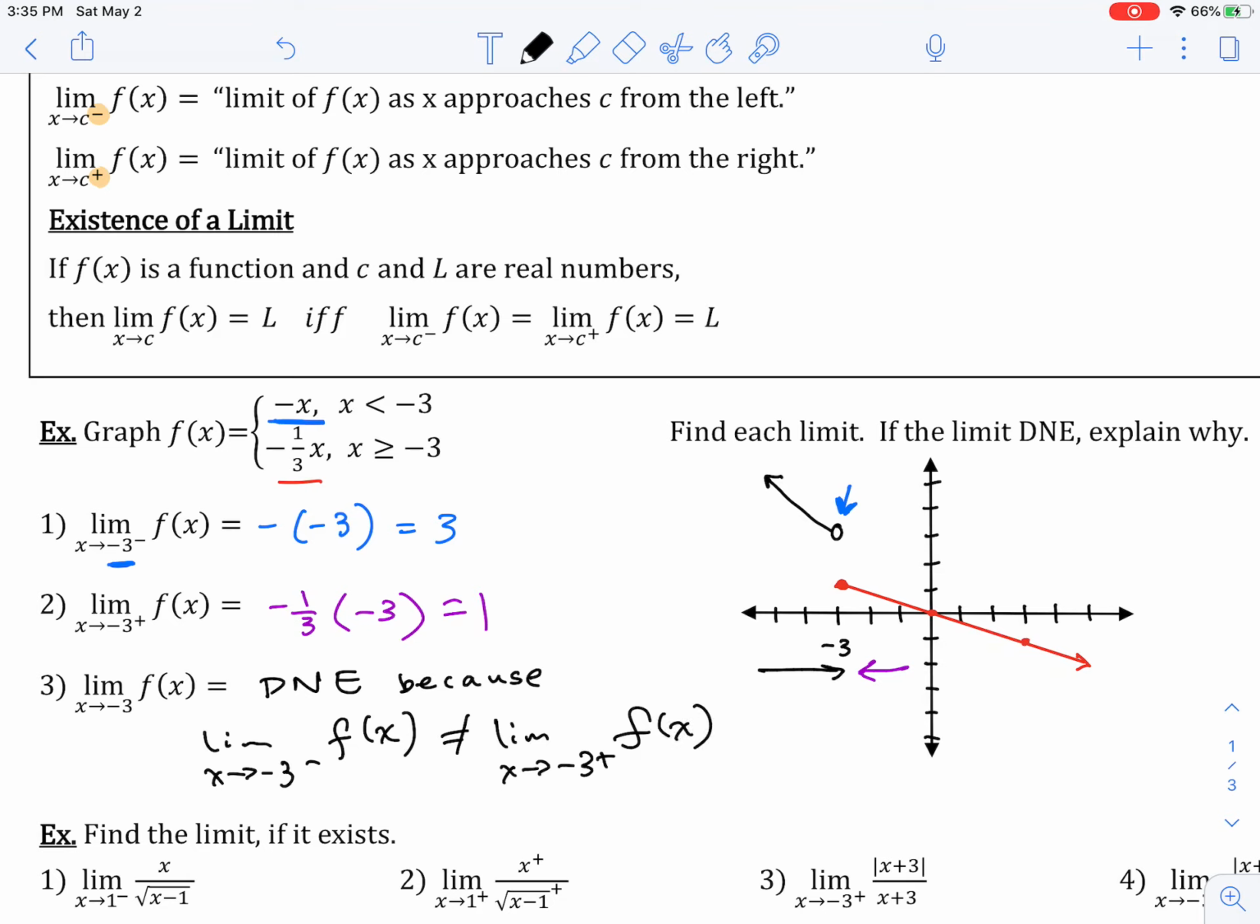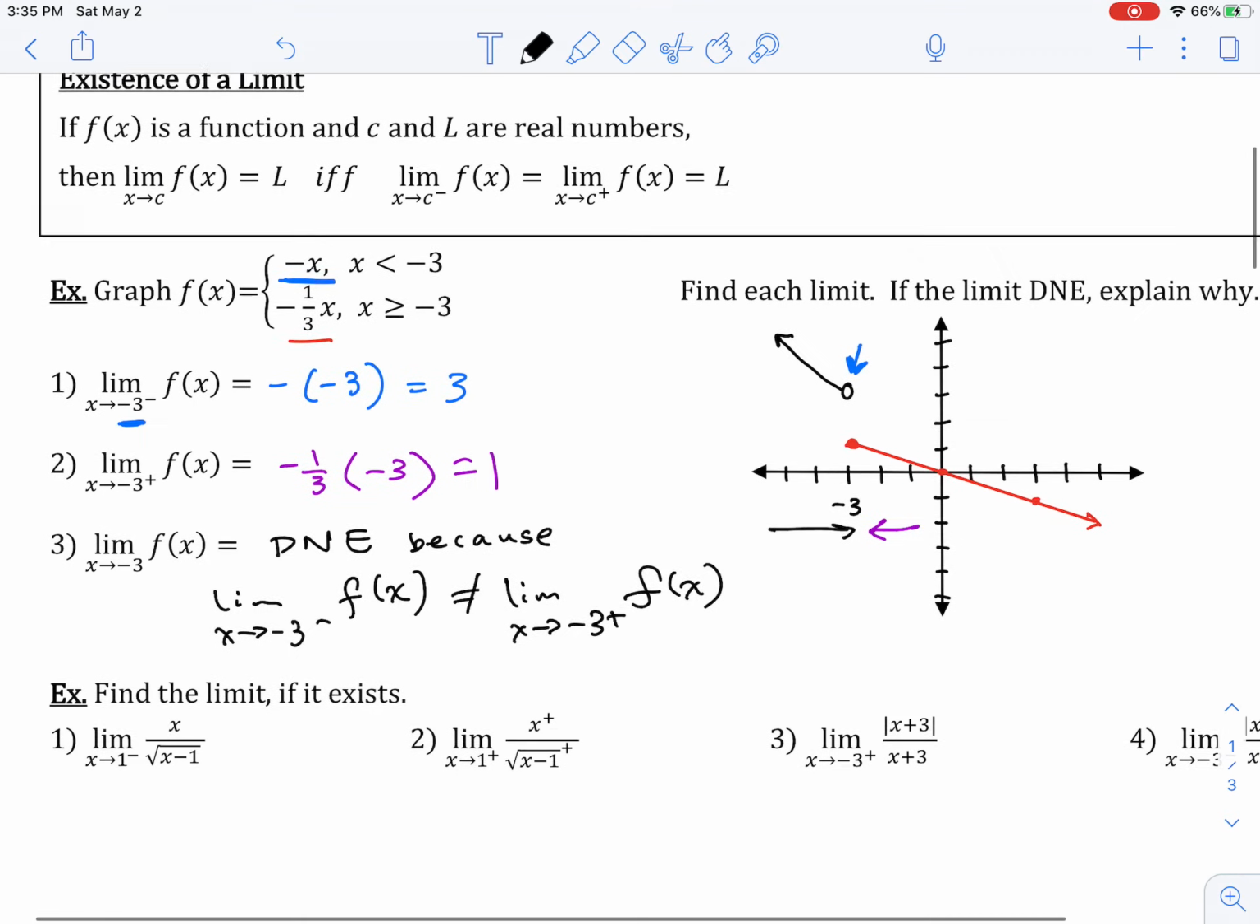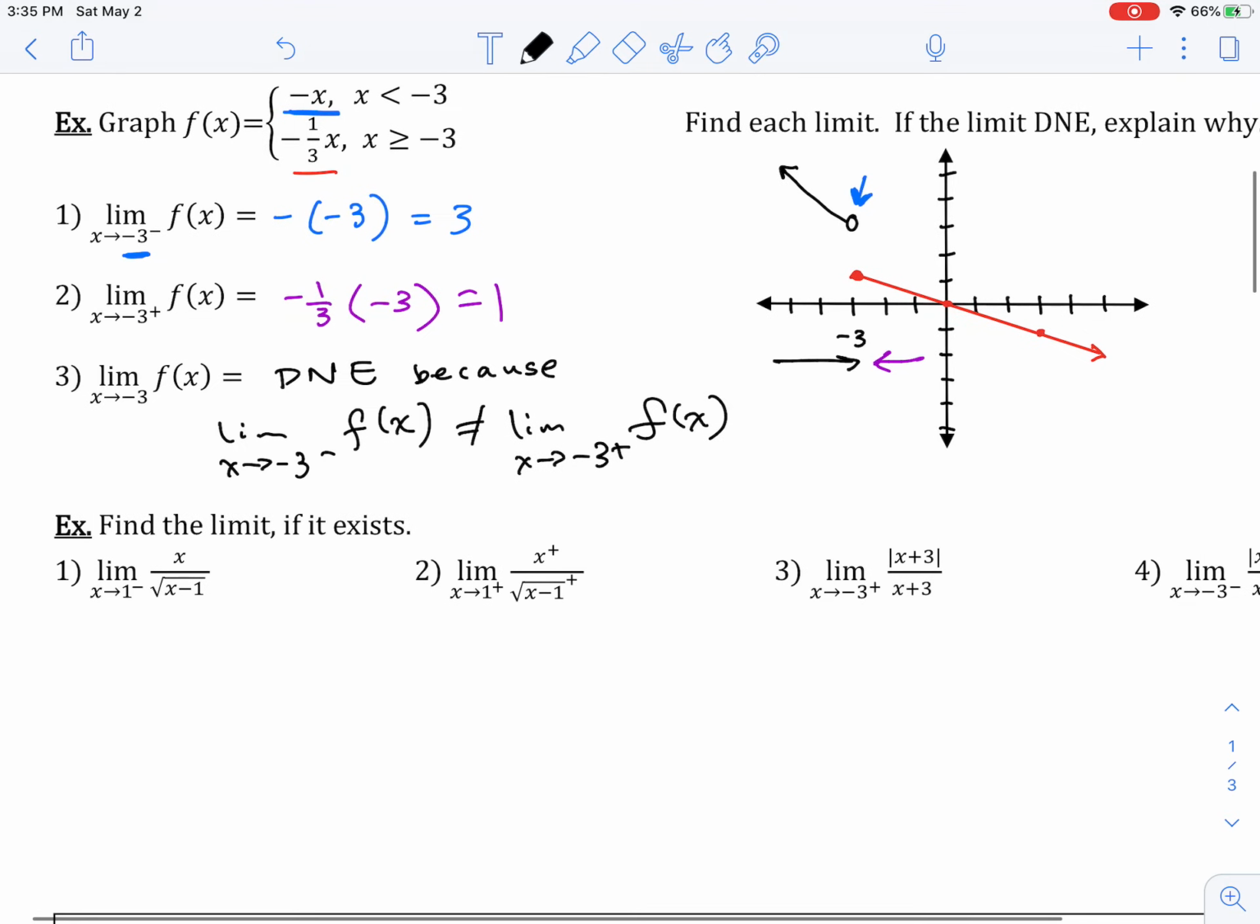Because those two aren't agreeing. This black side here is saying I'm getting closer to positive 3, and the red graph, that piece, is saying I'm getting closer to 1. They are not agreeing on the same value, therefore the limit of this function does not exist as x approaches negative 3.